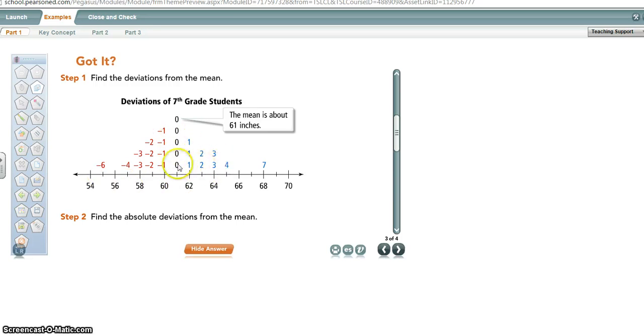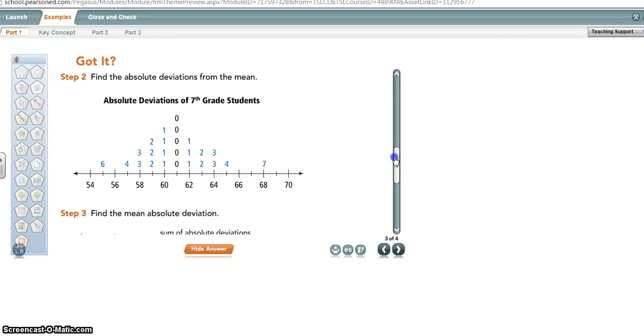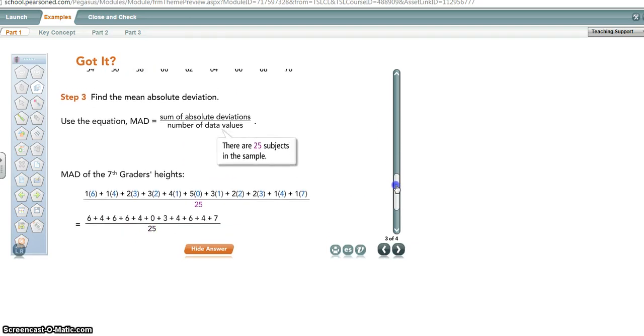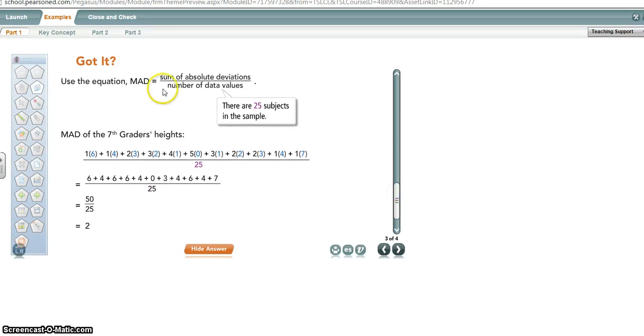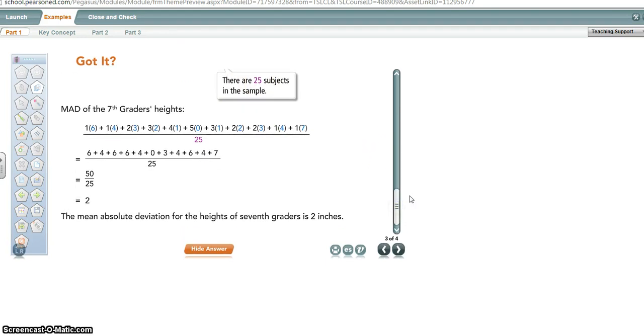64 is 3 away from 61. We're marking all the deviations. Any values that are at 61 have a deviation of 0 because they're right on the mean. It's not any distance away from the mean. But then we don't really care about positives and negatives, so we would just look at the positive version of our deviation, just how far away it is, whether it's in front of it or behind it. We need to add up all of the deviations and divide by 25 because there were 25 values, and we get a mean absolute deviation of exactly 2 inches.